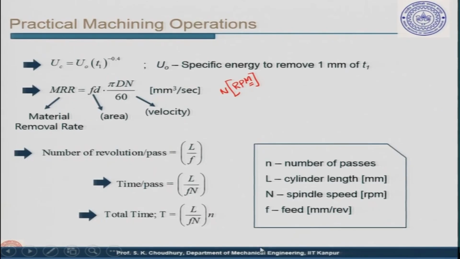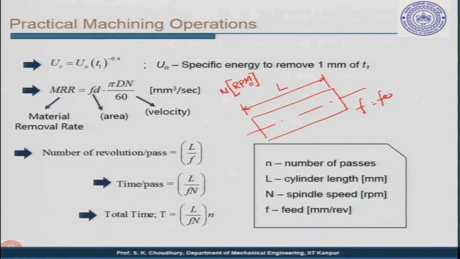Suppose we have a rod which is being machined, let us say a cylindrical workpiece. The cylindrical workpiece has the length of capital L, and this is being machined with the feed of F, where F is the feed, and N is the revolutions per minute, in N passes.